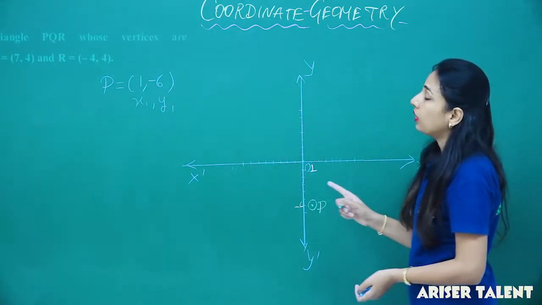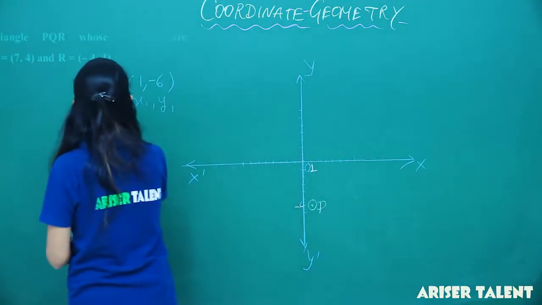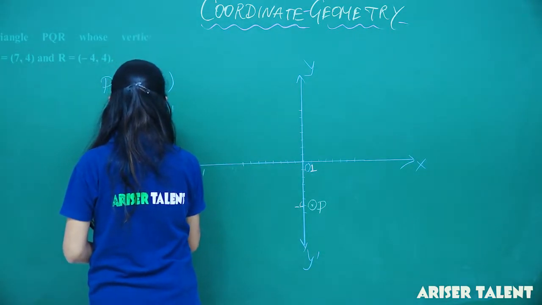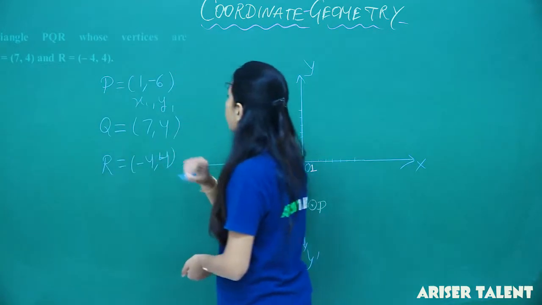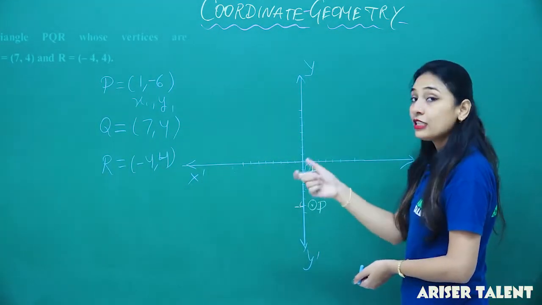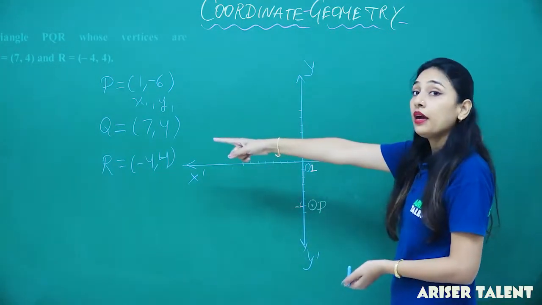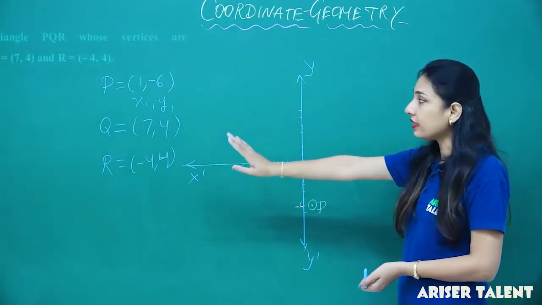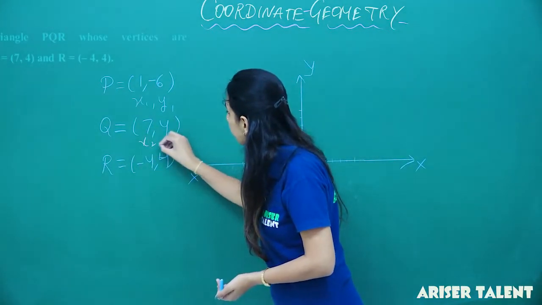Now I have plotted the point P, but I have to plot Q also and R also. So this is R, which is minus 4 comma 4, and this is Q, which is 7 comma 4. So 7 comma 4 is where? 7, that is plus 7, on the x-axis. This is x2 and this is y2. Now I don't have to write it again, you are very comfortable with that.